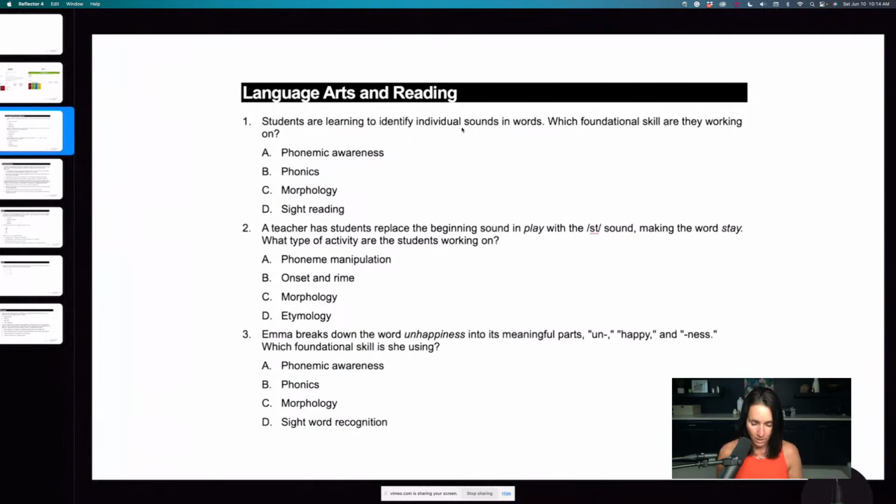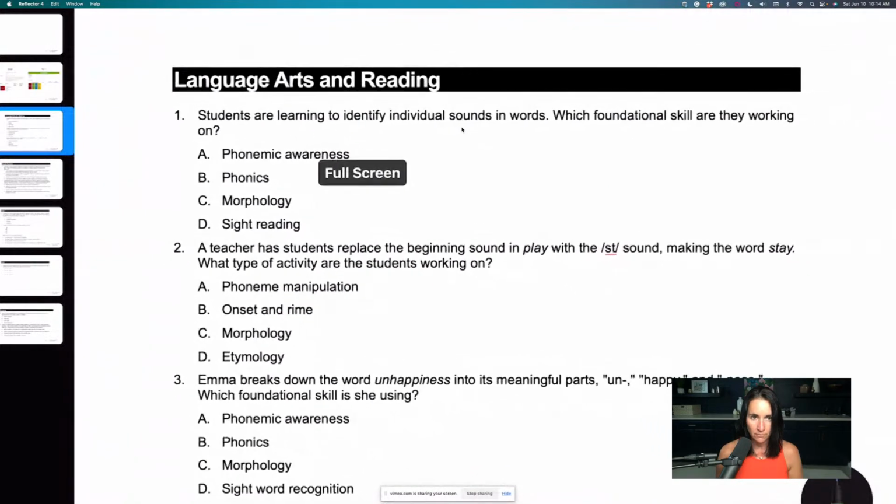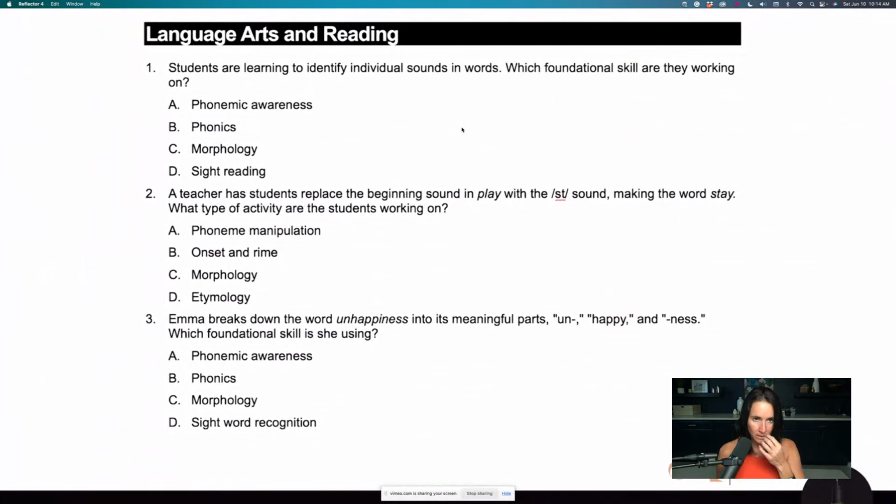So let's start with number one. And let me see if I can zoom in here a little bit for you. Okay, let's zoom in here. And if you've watched any of my videos, you know I am always starting from the answer choices. And so I see that I have some skills here: phonemic awareness, phonics, morphology, and silent reading.